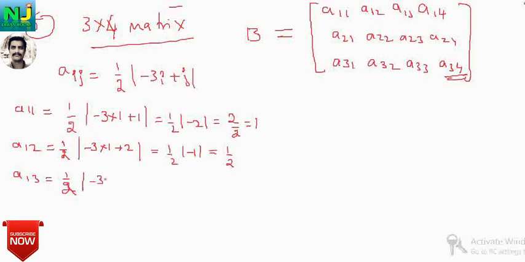Put i is equal to 1, minus 3 into 1 plus j, where j is equal to 3. So that becomes 3. Okay, clear? j is equal to 3, you must put 3. You must not forget to write the modulus symbol. So write 1 by 2 like that.